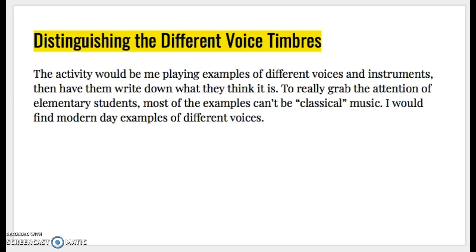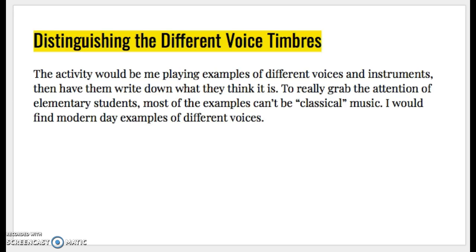Distinguishing the different voice timbres. The activity would be me playing different examples of different voices and instruments. Then they would have to write down what they think it is. And this would be after they did all that with the sheet.